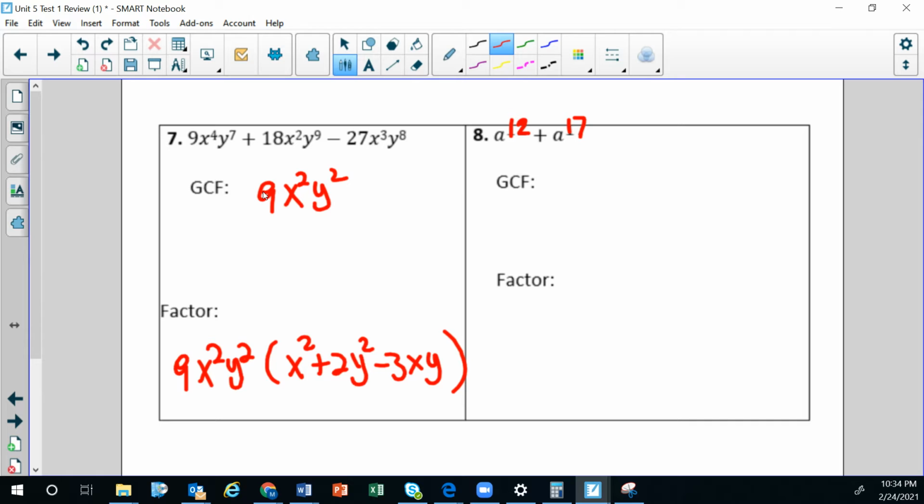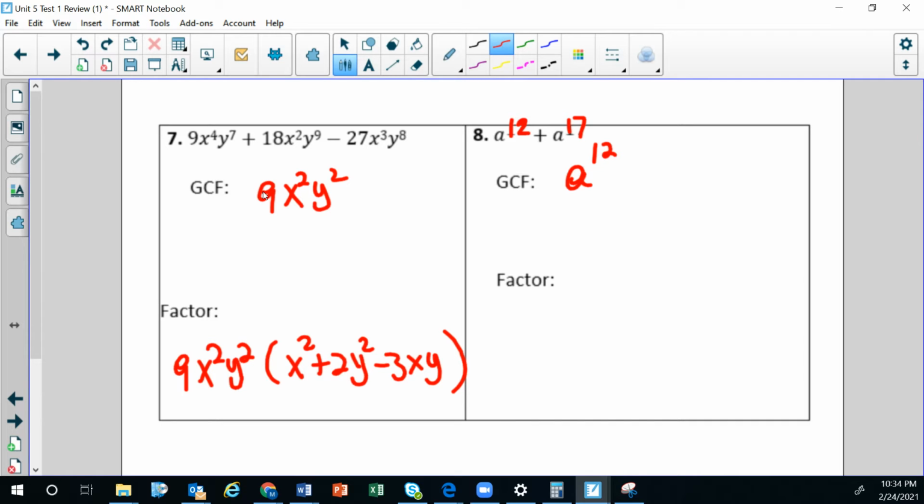Okay, on this one, we have a in both terms. So I'm going to have an a right there because it's in both terms. And then I want to put the lowest exponent, which is 12. So that's my GCF right there.